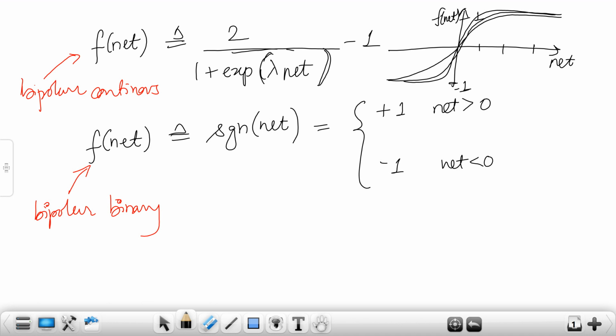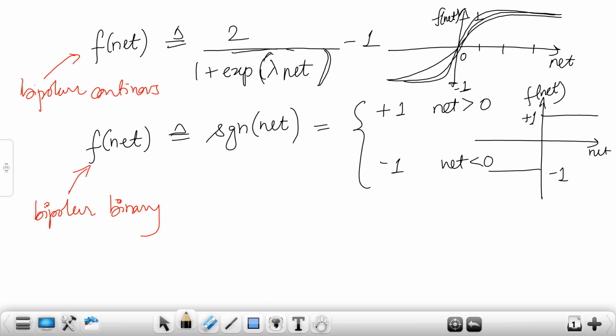Now what happens for this one? If net is greater than 0, it is plus 1. This is the 0 point, and if net is less than 0, it is minus 1. So let's draw it: this is plus 1 and this is minus 1, this is your net and this is your f(net). This is your bipolar binary activation function.